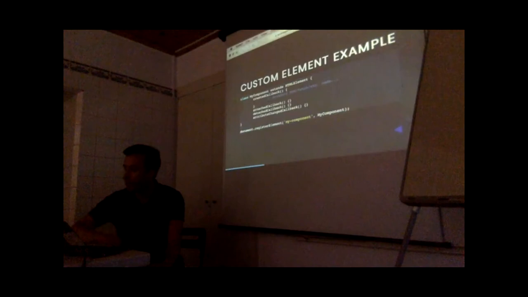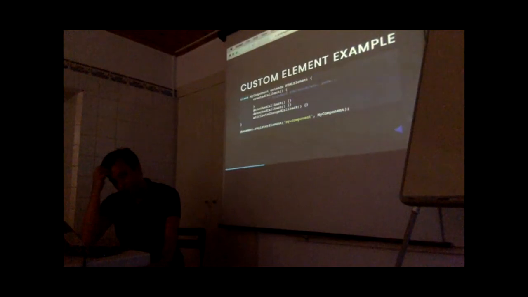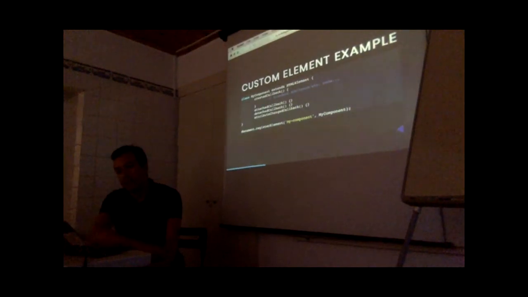So this is the standard JavaScript way. You define a class that has to extend HTMLElement, and then you have a series of lifecycle hooks and callbacks that you can then use to code your component. Document register element is the JavaScript browser API to register a custom element. Notice that my-component has to be a class that's associated with my-component.